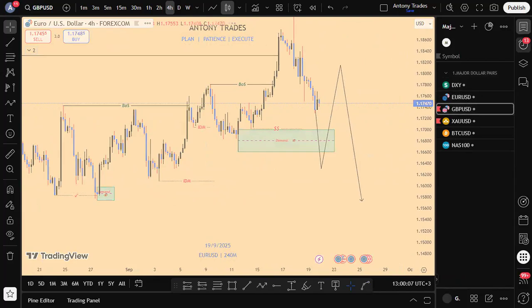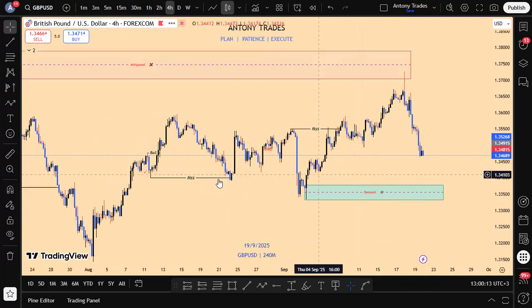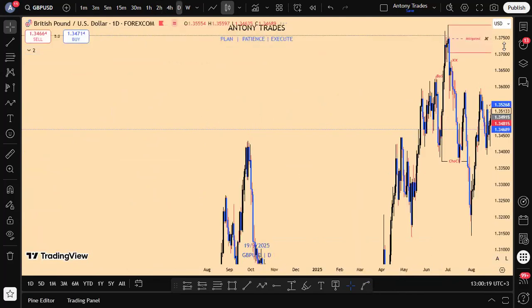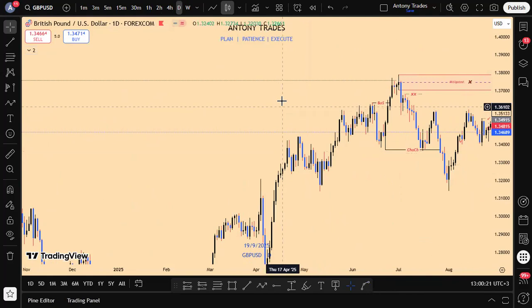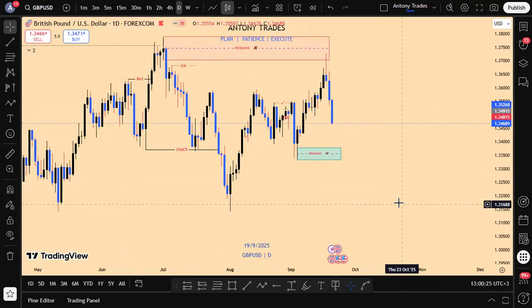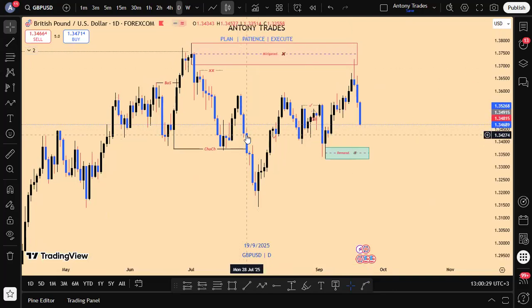Now going to the next pair, which is the GBP USD. For me, this is a very interesting pair. It has a very clean setup. What I would like to see, the same thing with the DXY. The DXY is bullish, so we are expecting to see dollar pairs to be bearish.